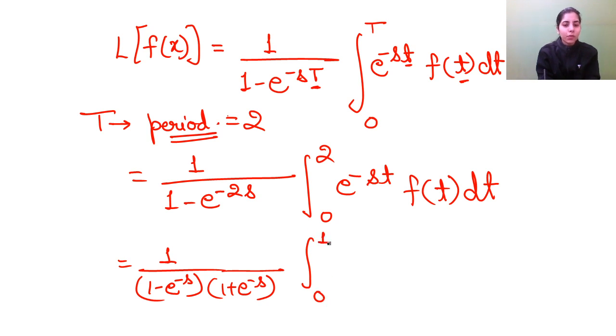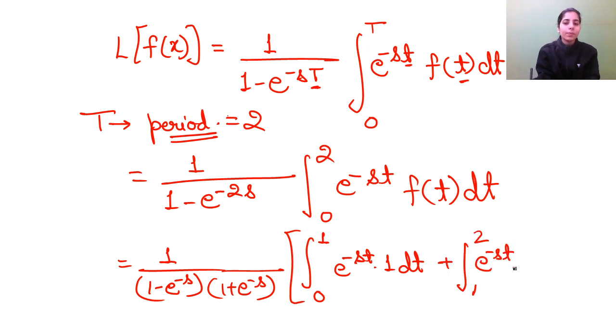0 to 1, the value of the function is 1. Clear? And 1 to 2, the value of the function is 0. Clear? So that's how we are getting it, and the second term will become equal to 0 directly. Clear? So you will just have this thing here. Just by simplifying it, solving it, easily you can get the answer now.